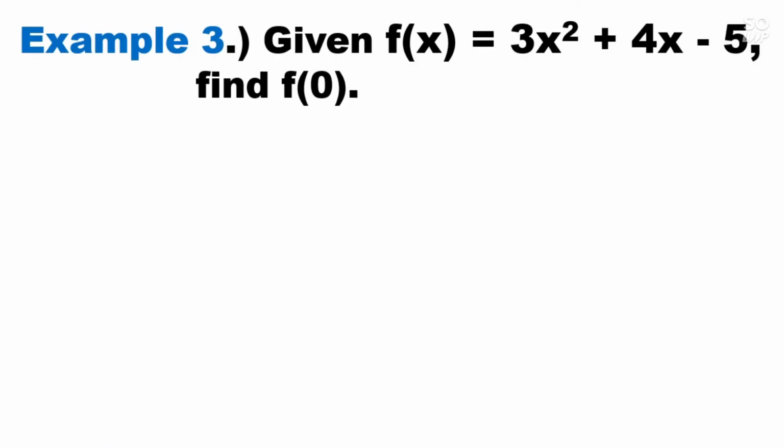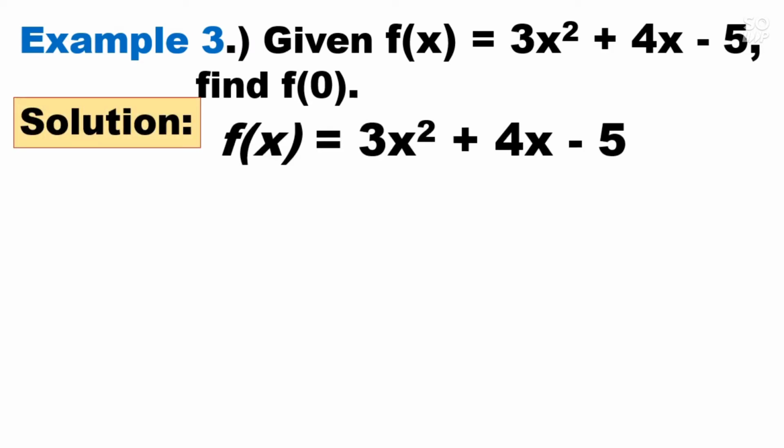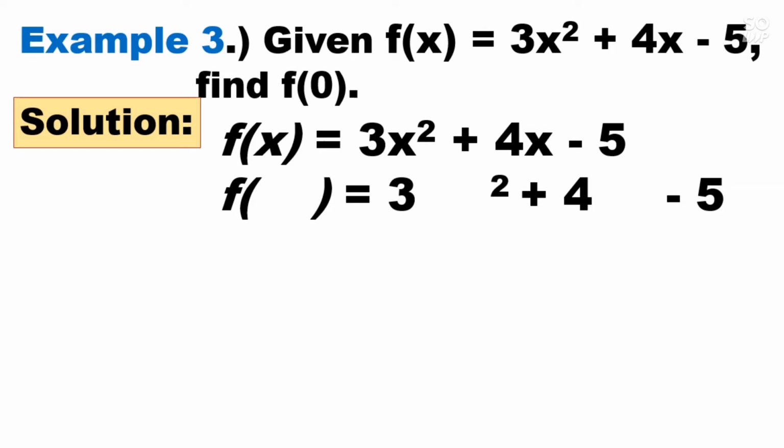Next, number 3. Given f of x equals 3x squared plus 4x minus 5, find f of 0. Okay, f of 0. Again, the solution, we have f of x equals 3x squared plus 4x minus 5, and then we replace x by 0. Okay, f of 0. Then we have 3 times 0 squared plus 4 times 0 minus 5.